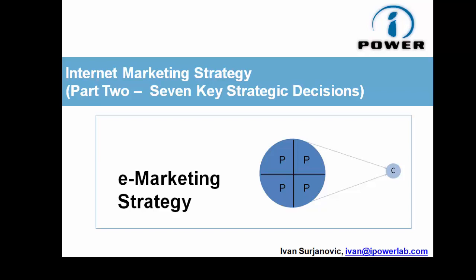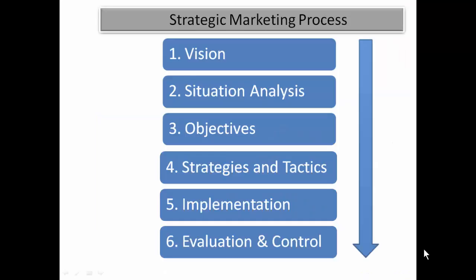Today we are making the 7 key strategic decisions. Today you're going to learn how to devise your own strategy. As you remember, last time we talked about the strategic marketing process and we realized that that process consists of 6 steps: vision, situation analysis, objectives, strategies, which is number 4. And this is something that we are actually dealing with today.